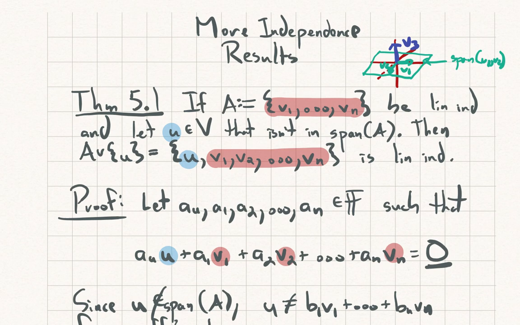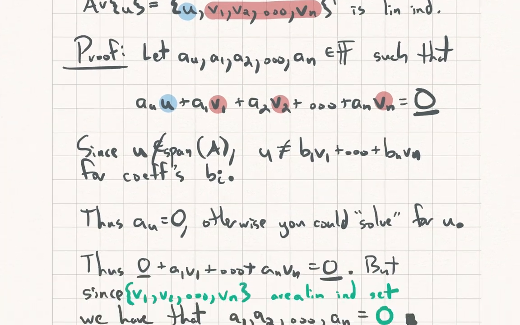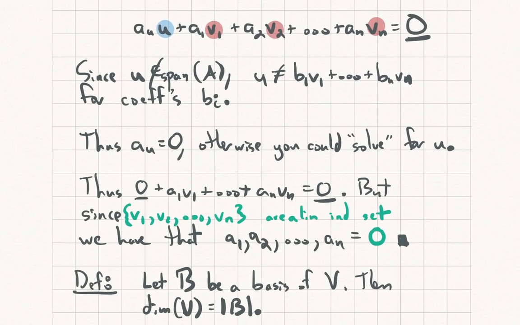So we can enlarge linearly independent sets by putting in vectors that aren't in the span of your set, and we can do that over and over again. We proved that last day. Just as a reminder, the dimension of a vector space is the size of any basis. Remember, a basis we're thinking of as a linearly independent spanning set of a vector space.